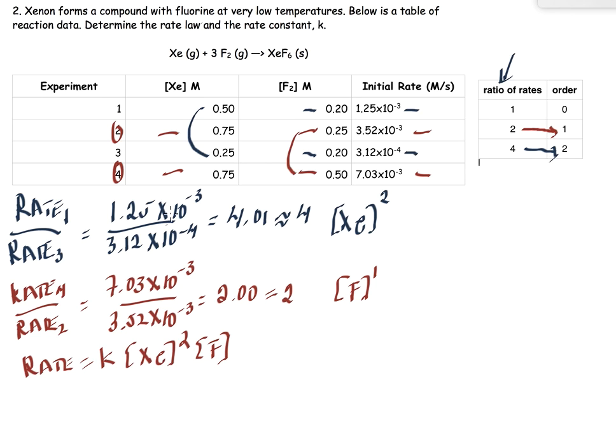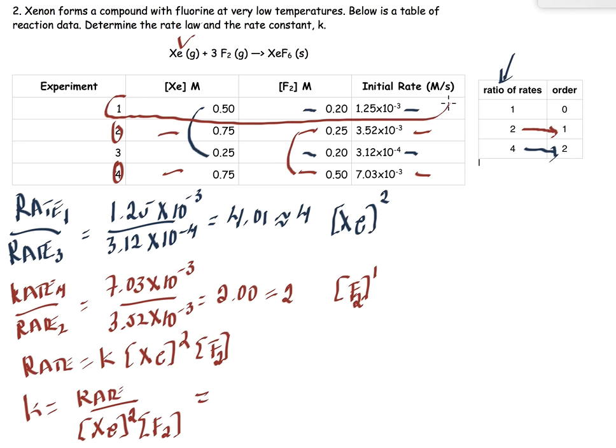Now to find the rate constant, so we found the rate law, now we need to find the rate constant. We do some algebra here and solve for that. So k is equal to the reaction rate divided by the xenon concentration squared times the concentration of fluorine. Okay, forgot the subscript of 2 here for this diatomic gas. All right. So we plug in the concentrations here. I'm going to use experiment 1. All of that data we can plug into here.